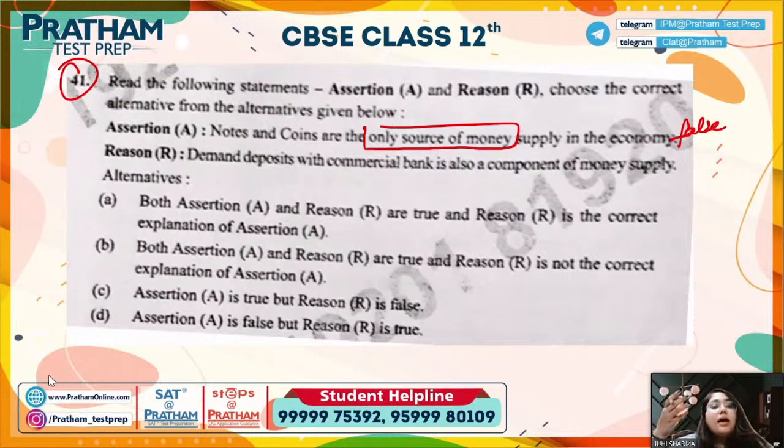Reason क्या है? That demand deposits with the commercial bank is also a component of money supply. That is actually true. So आपका assertion जो है वो false है. Reason जो है वो आपका true है. So in that case 41 का D option, that assertion is false and reason is true, is the right answer. Again, a very easy question.